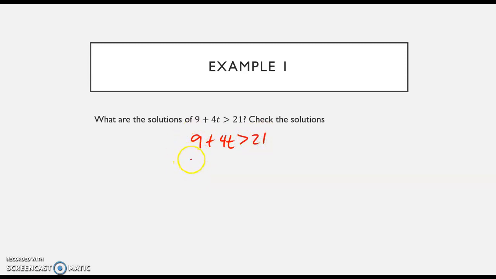I want to zero out the 9 to get it away from my t, so I'm going to subtract both sides by 9. Because 9 minus 9 is 0. So now I have 4t is greater than 12. Now I need to get t by itself, so I'm going to divide both sides by 4. And so then t is going to be greater than 3.